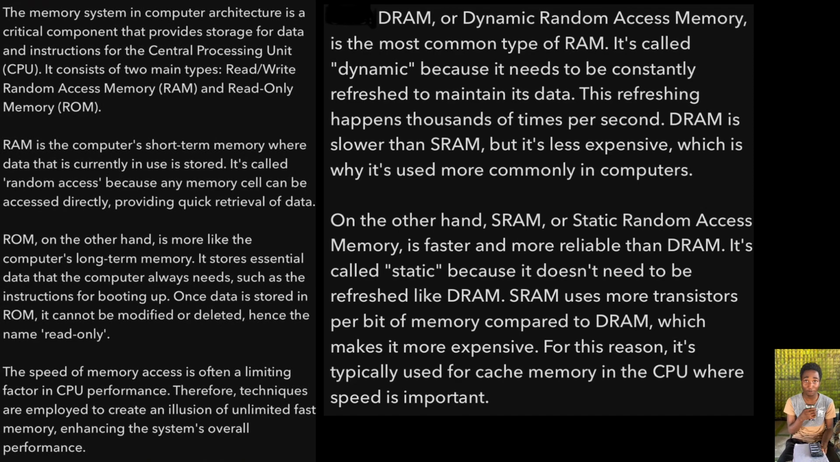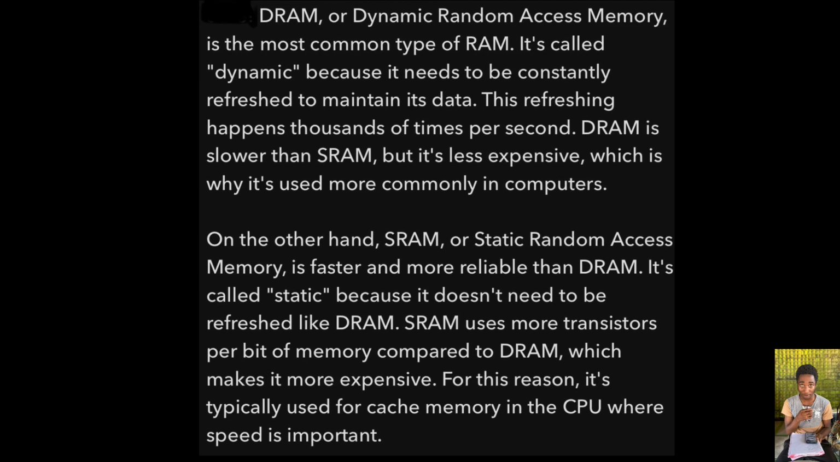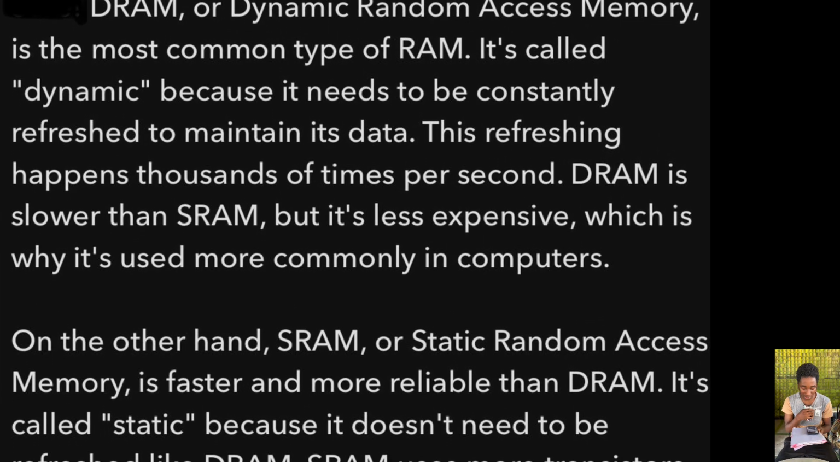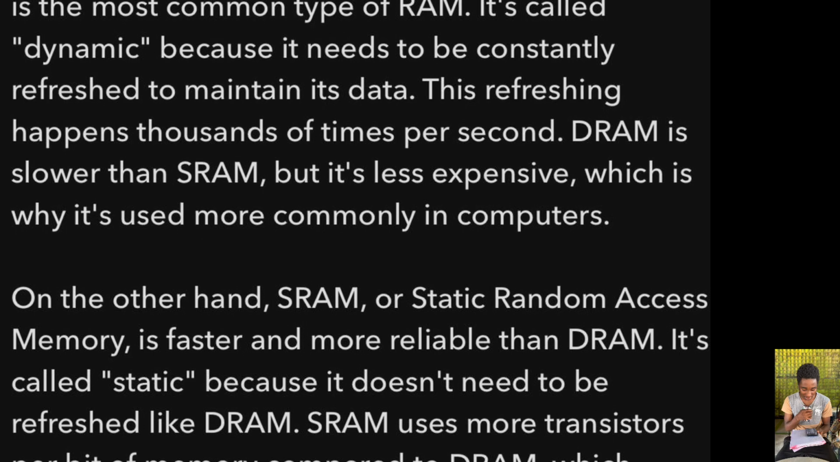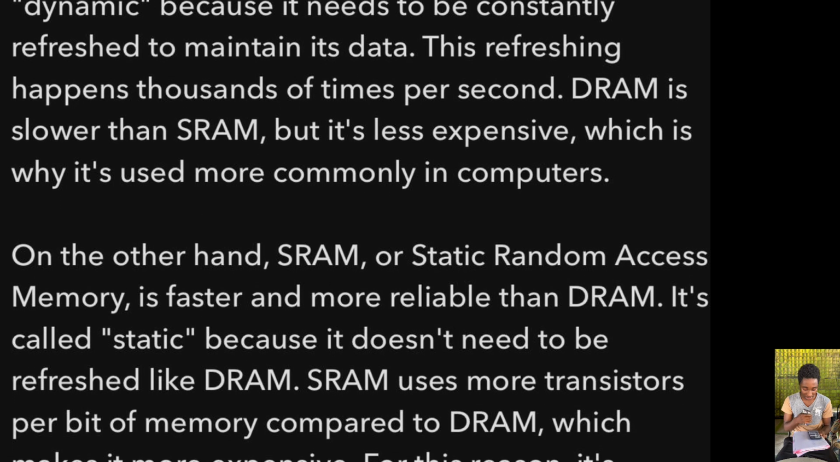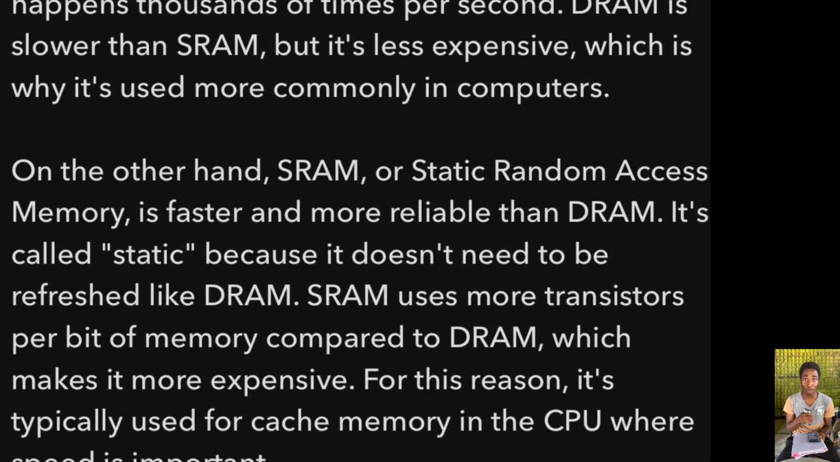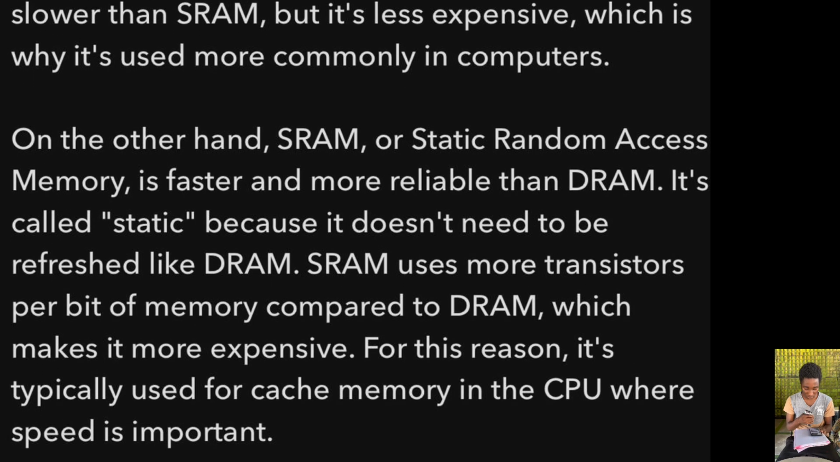There are two types of RAM, which are DRAM and SRAM: dynamic random access memory and static random access memory. The DRAM stores each bit of data in a separate capacitor within an integrated circuit, whilst the SRAM uses flip-flop circuitry.